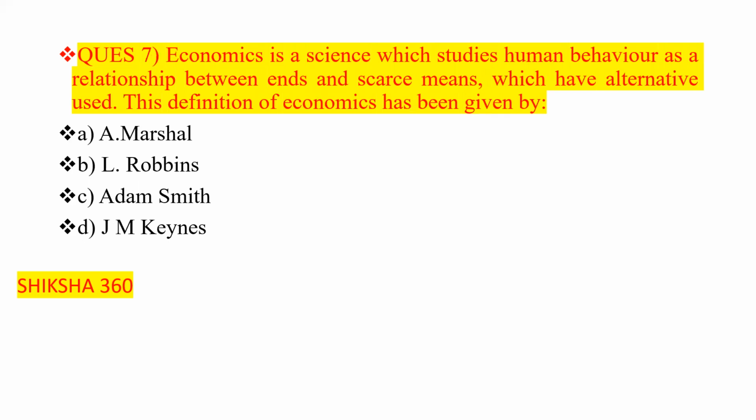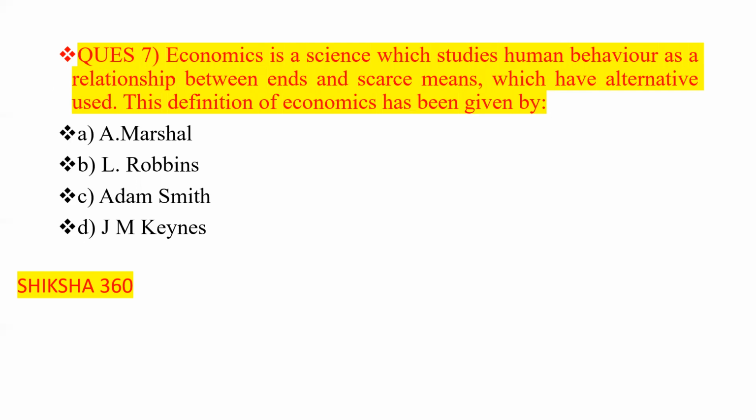Economics is a science which studies human behavior as a relationship between ends and scarce means which have alternative uses. So this definition of economics has been given by whom? First option is Alfred Marshall. Second one is Lionel Robbins. Third one is Adam Smith. Fourth one is J.M. Keynes. So what is the correct answer?